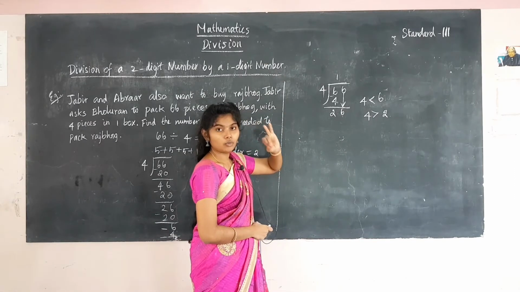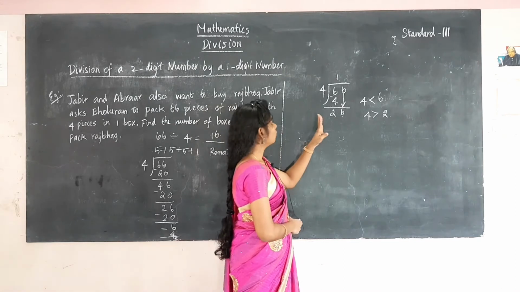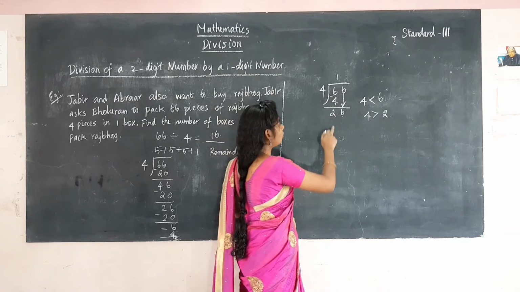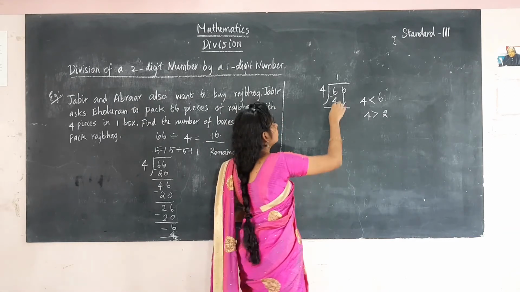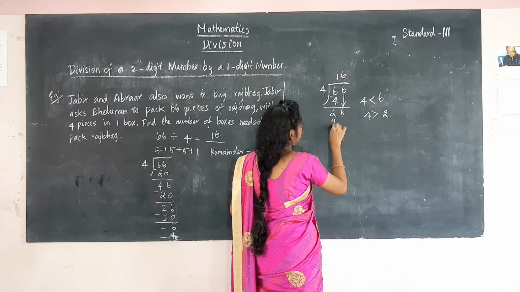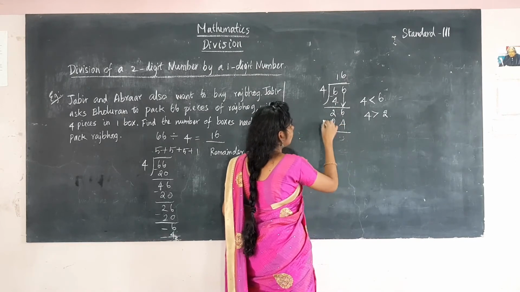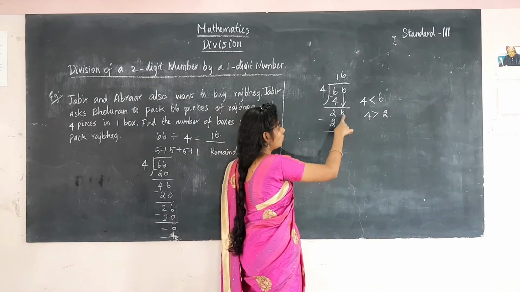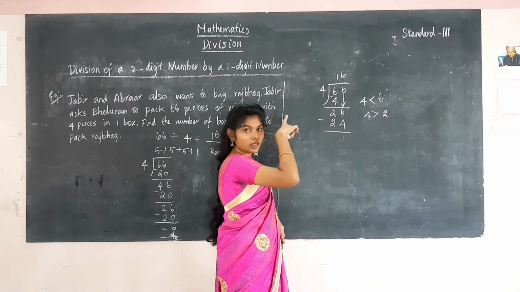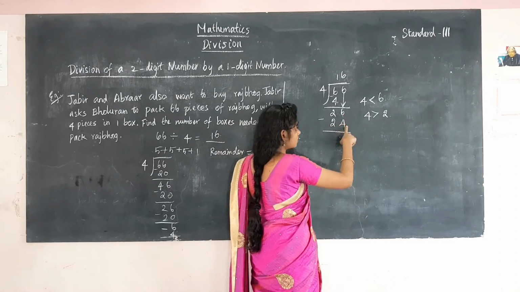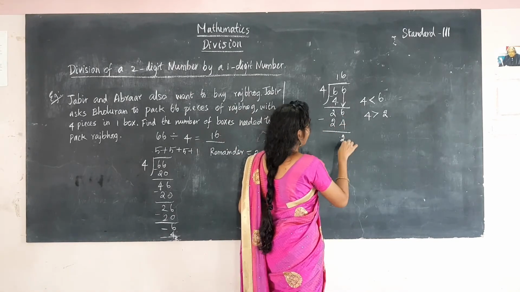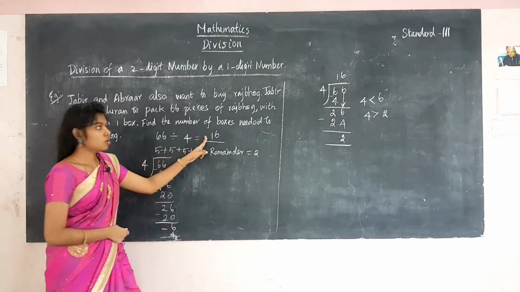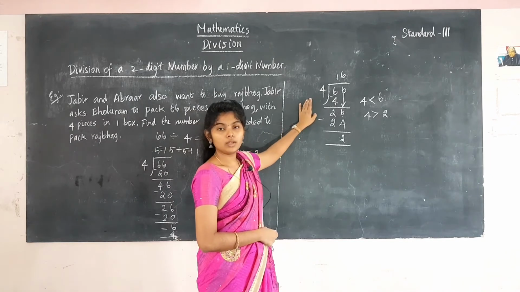1 4 is 4, 2 4s are 8, 3 4s are 12, 4 4s are 16, 5 4s are 20, 6 4s are 24, which is within this number. So now you can subtract: 26 minus 24. First we subtract the ones place and then the tens place. 6 minus 4 is 2. So now the answer is 16. So we are going to follow this method for the exercise problems.